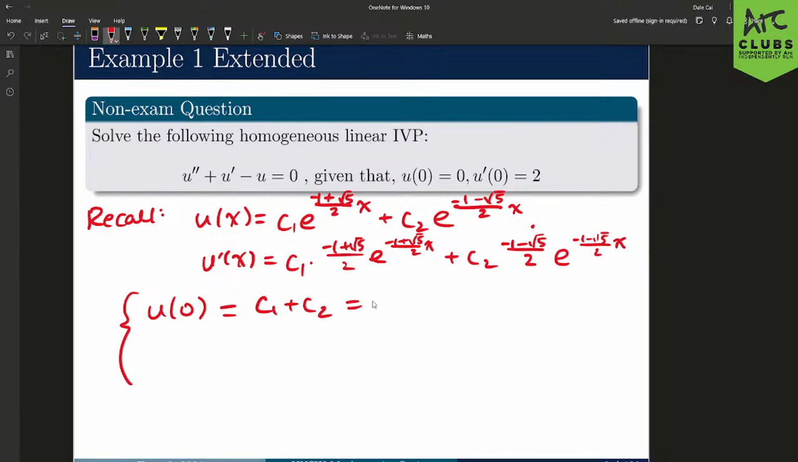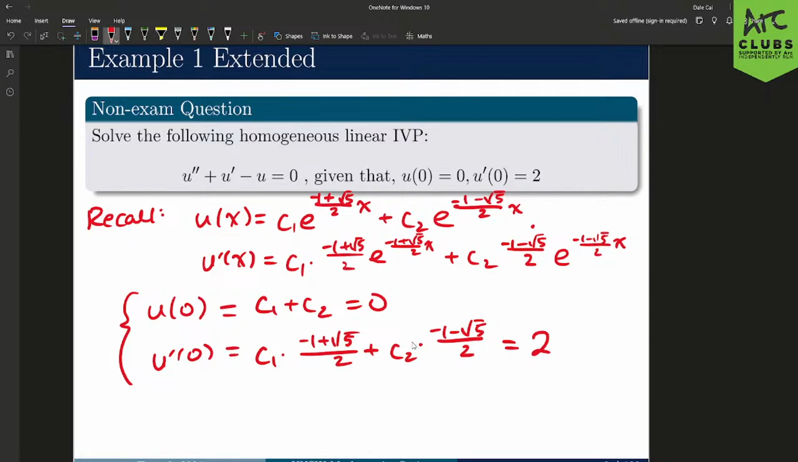c1 plus c2, that's meant to equal 0. And u'(0) is c1 times (-1 + root 5)/2 plus c2 times (-1 - root 5)/2, because again, the power goes to 0. And now this should equal 2.